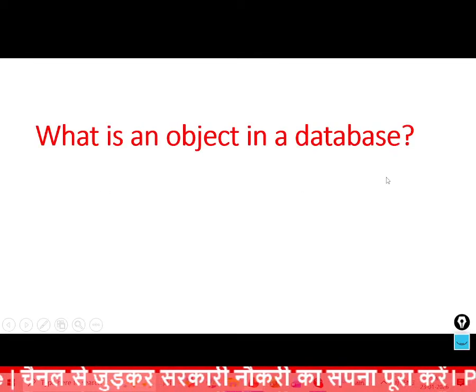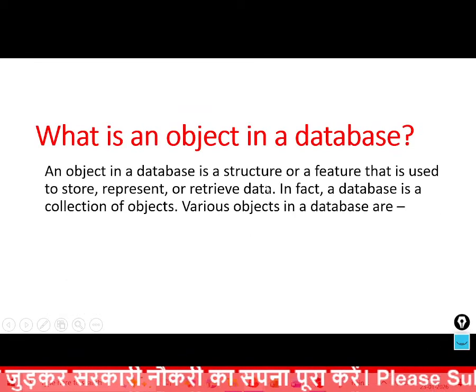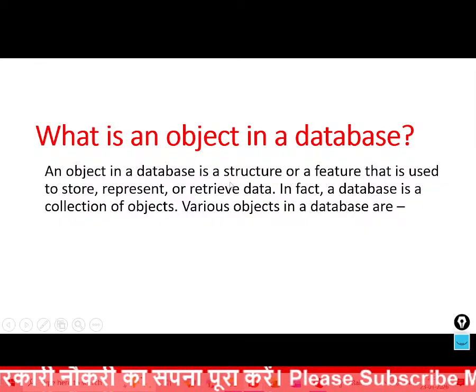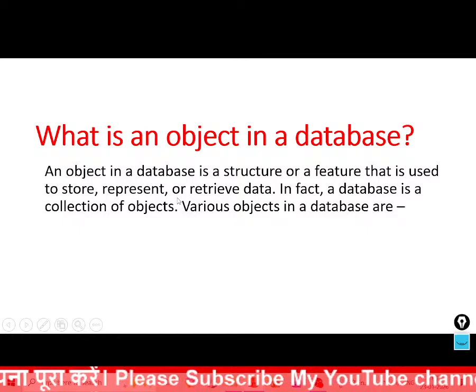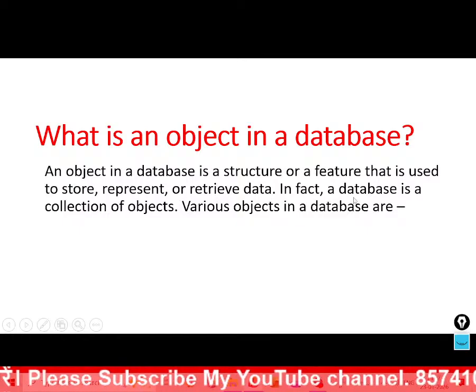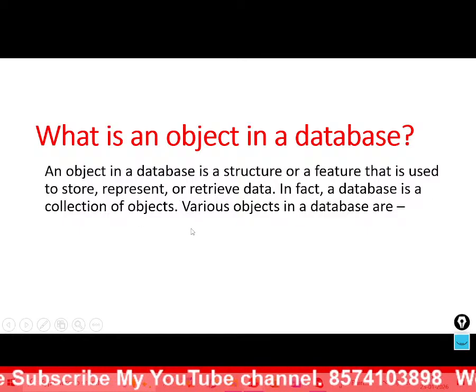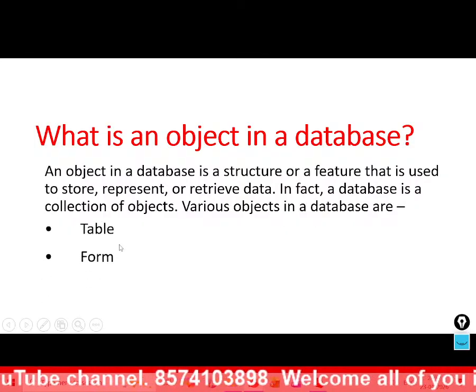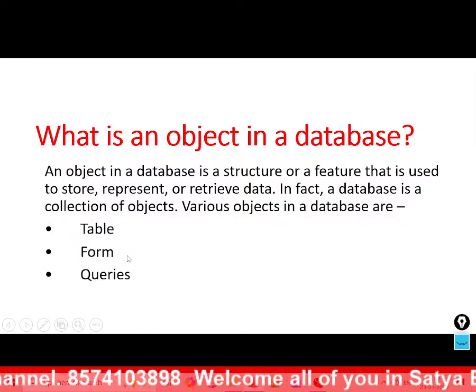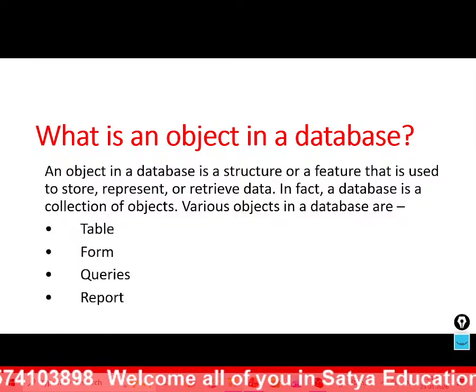Next question, what is an object in a database? An object in a database is a structure or a feature that is used to store, represent, or retrieve data. In fact, a database is a collection of objects. Various objects in a database are table, form, queries, and reports.